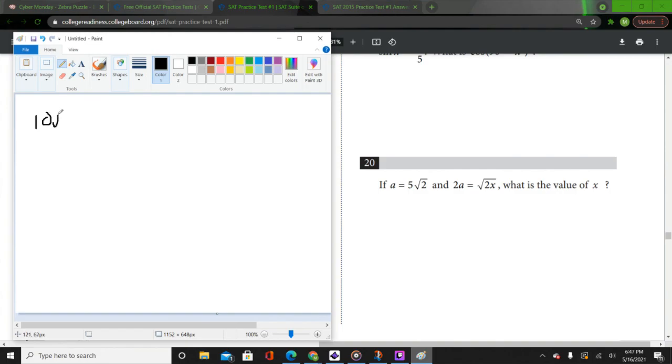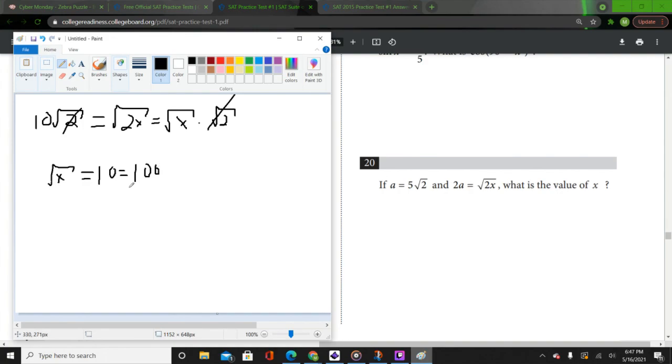So we're going to use 10 root 2, because 5 times 2, this is 2a, is equal to root 2x. And for simpler sake, I'm going to just rewrite this as root x times root 2. And I'm going to cancel this out with this. Root x is equal to 10, and x is equal to 100, and that's our answer. Oh, sorry, root x is equal to 10. So x is equal to 100. Didn't show me squaring it, but yeah, 100 is the answer.